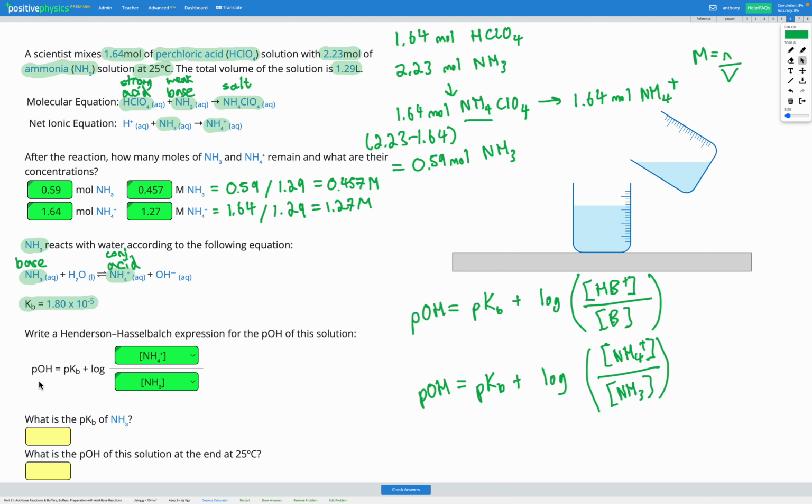So to figure out the pOH, first we're going to need to calculate pKb. Now remember, p means negative log. So pKb means negative log of Kb. So all we have to do is put our number for Kb, which we were given as 1.8 times 10 to the power of negative 5, and do negative log of that. That's going to get us a pKb of 4.74.